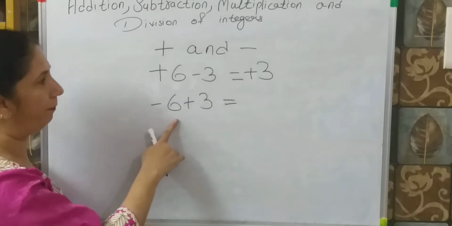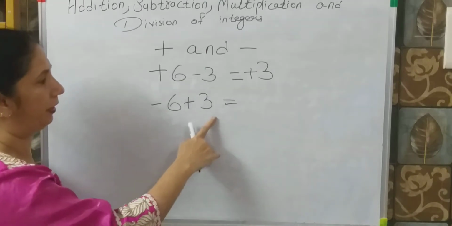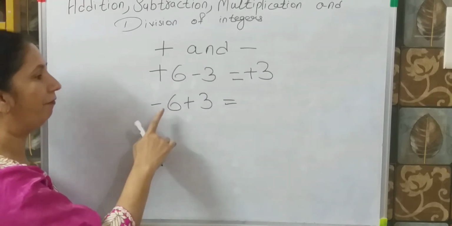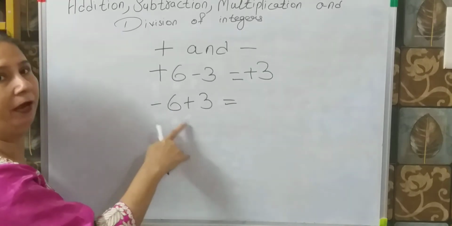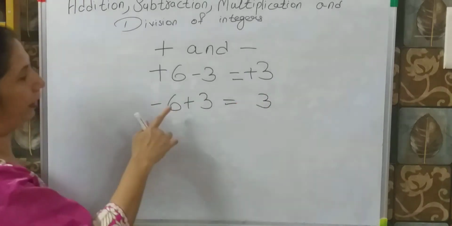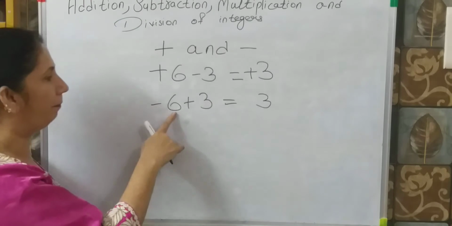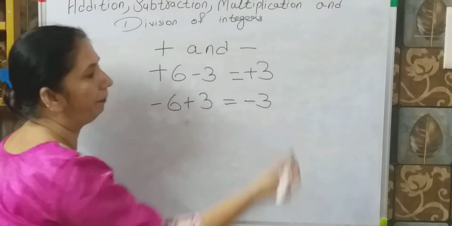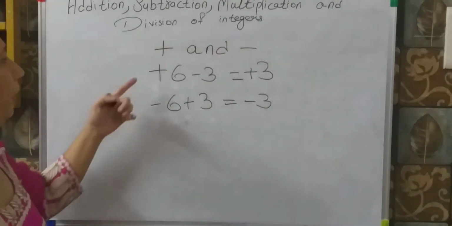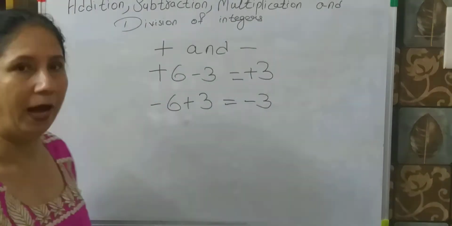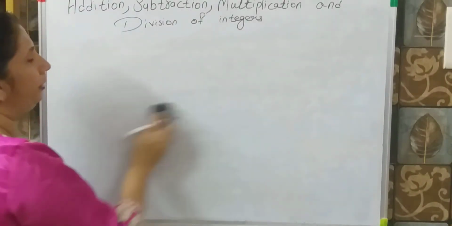I have written the same numbers down: minus 6 plus 3. Again here we have one negative sign and one positive sign. Whenever we have one negative and one positive sign, we have to do the subtraction. So 6 minus 3 is 3. But again you have to look at the bigger number. Which sign does it have? With the bigger number we have a negative sign. So we will put minus 3. In this way, you have to take the sign of the bigger number and put that sign in your answer. So this is our addition and subtraction of integers.